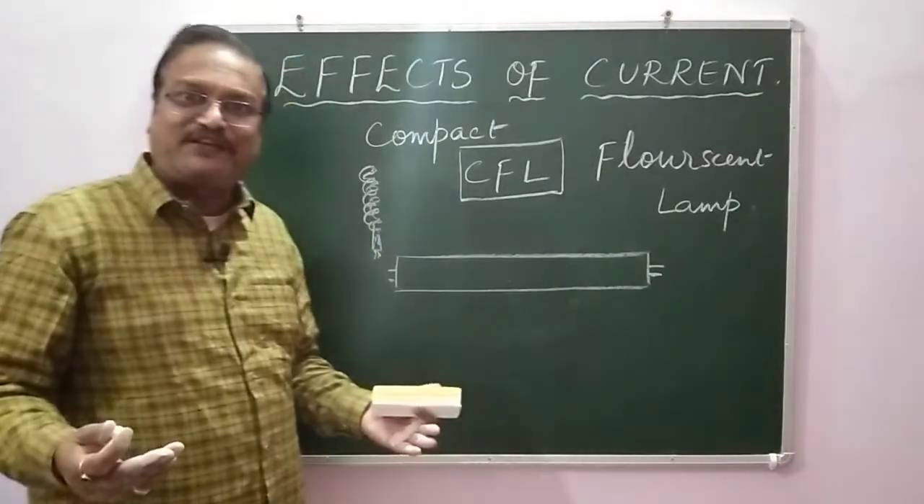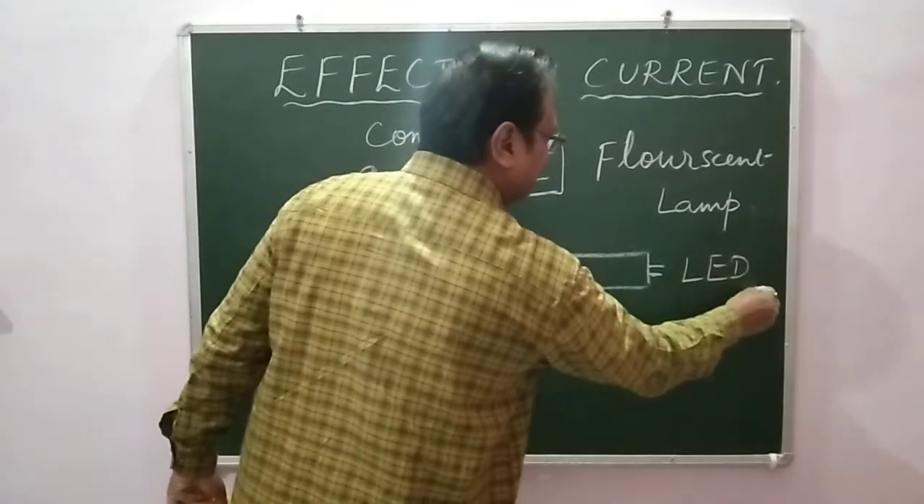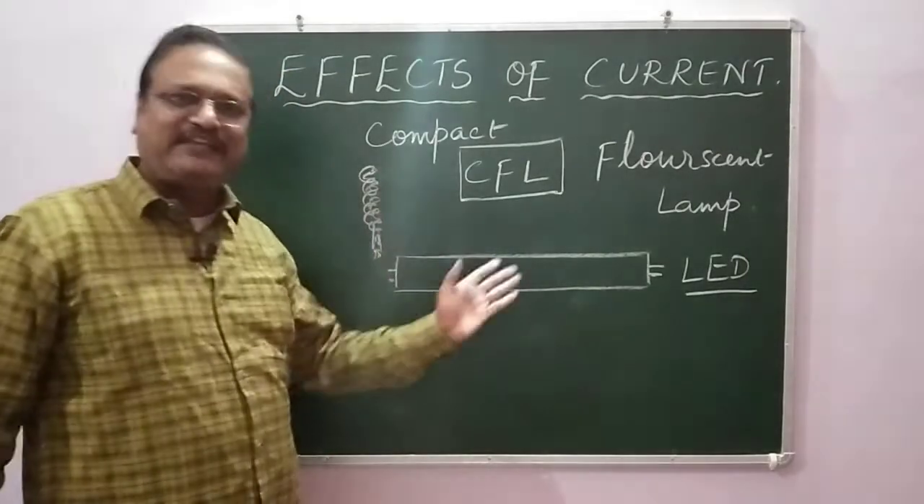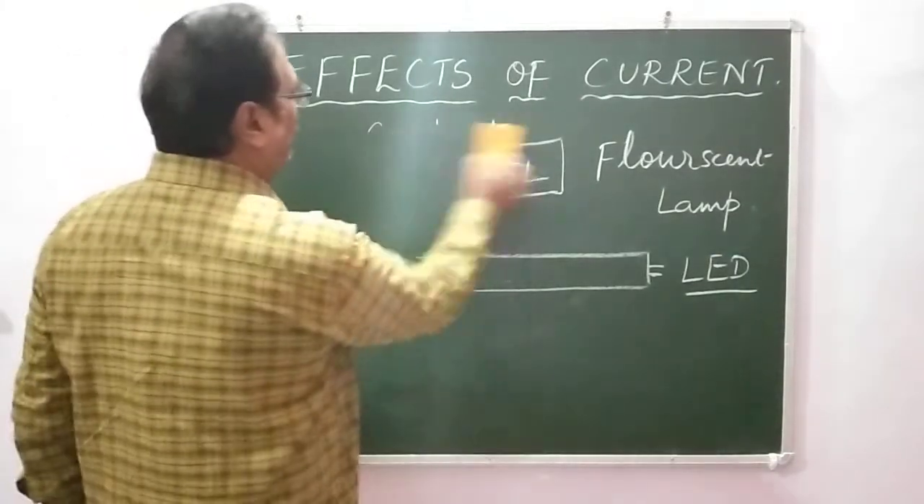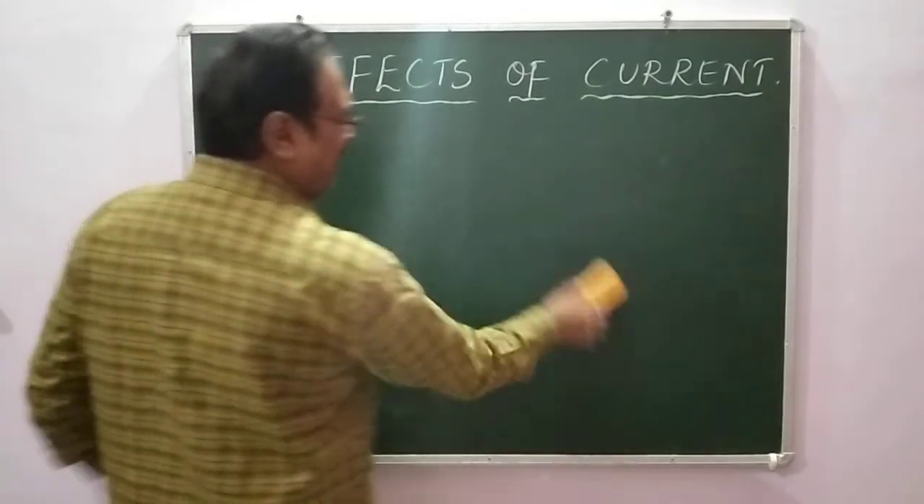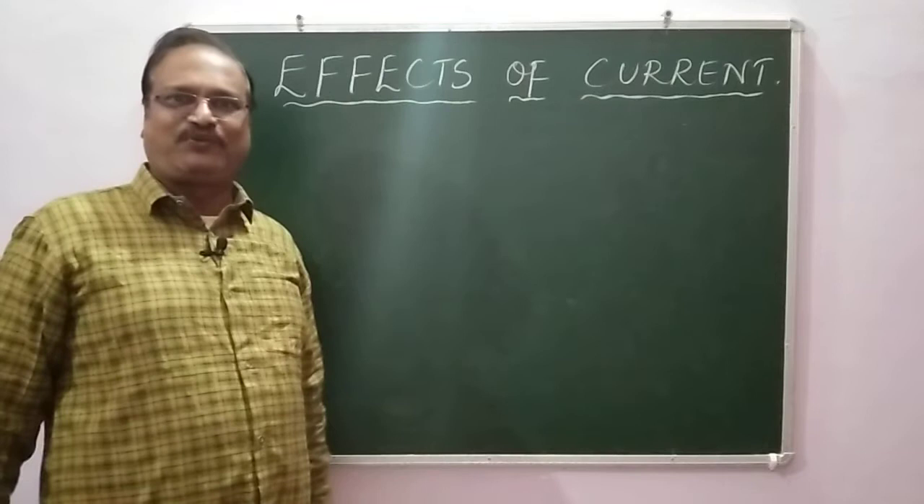Then the next advancement came: LED bulb, light emitting diode. LED bulbs are in place now. So development will go on taking place. Technology will go on changing, and we also will go on changing with that. That is why I introduced all this in this video.